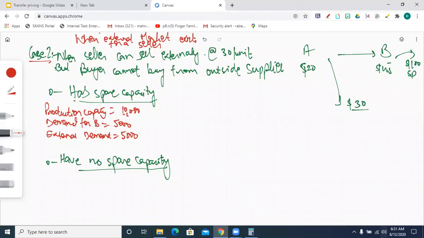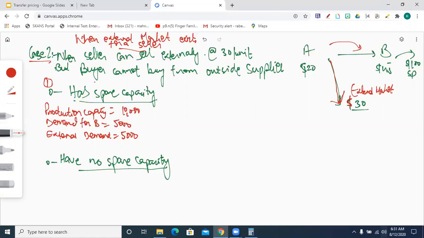Moving on to case 2, when an external market exists for a seller, but the buyer cannot buy from an outside supplier. So now the seller can sell the batteries, can provide to B, and at the same time can sell externally to the external market at 30. Okay, 20 is its marginal cost, and here it can sell to the external market at 30. So there'll be two scenarios in case 2.